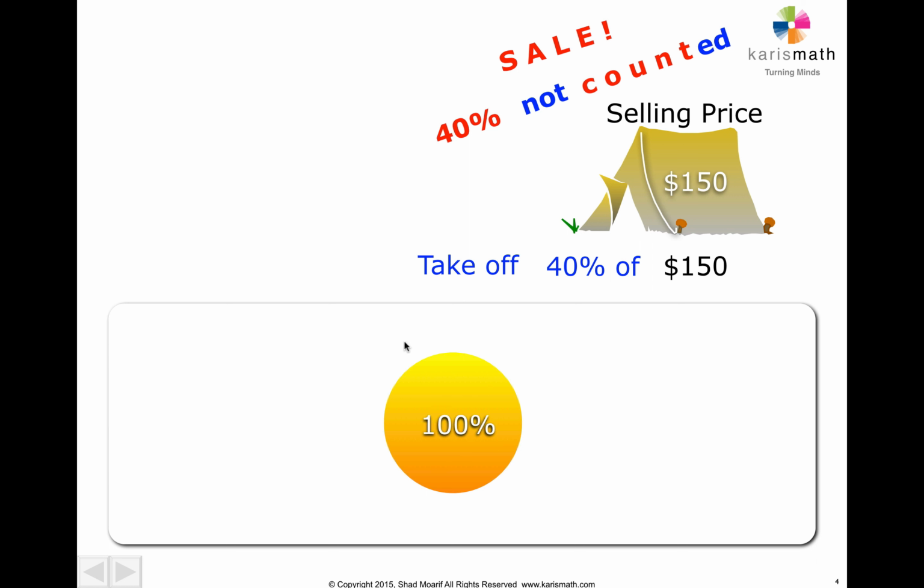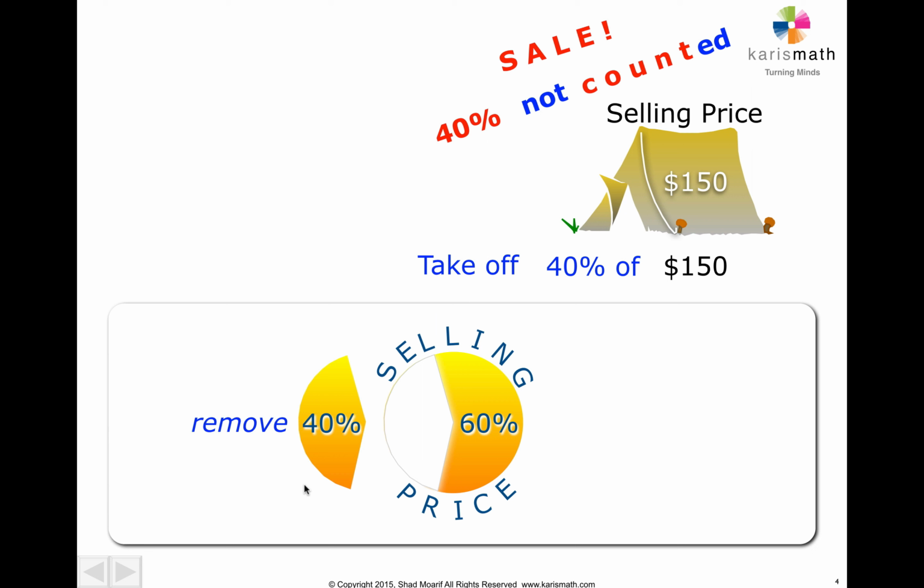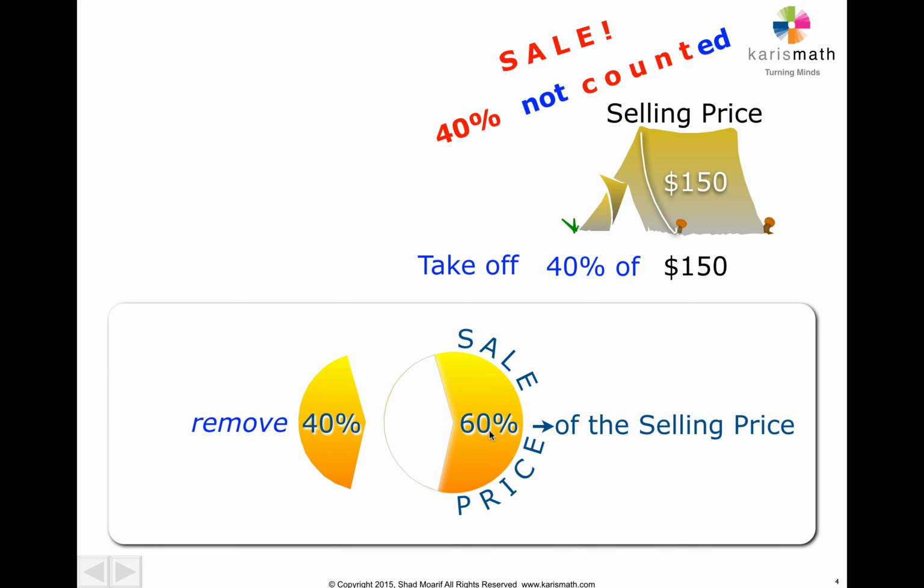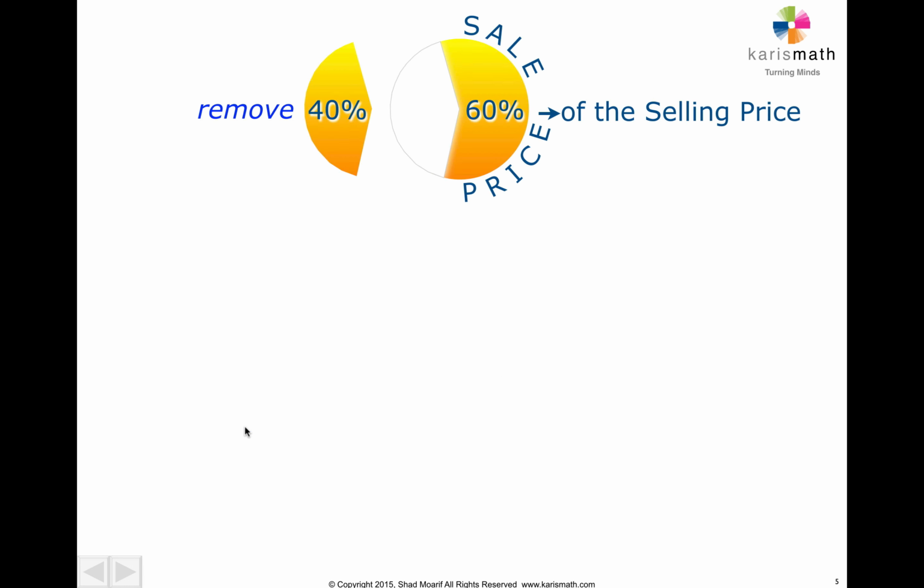So 100% of the total price. Take away or discount 40% means remove 40%. So you're actually selling it for 60% of the selling price. You've tossed out 40%. That's what it means. So the sale price is going to be 60% of the selling price because you did not count 40% or you removed 40%.